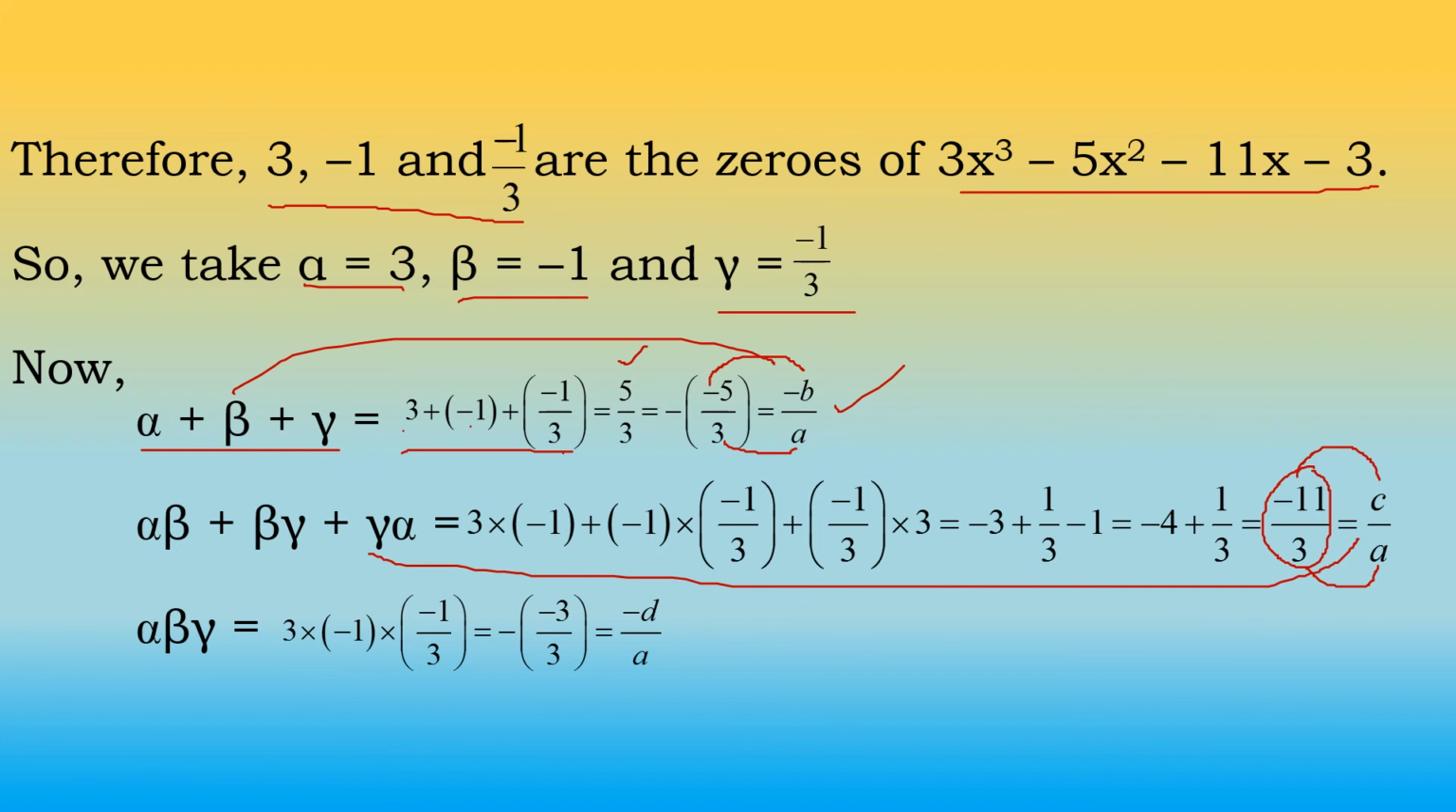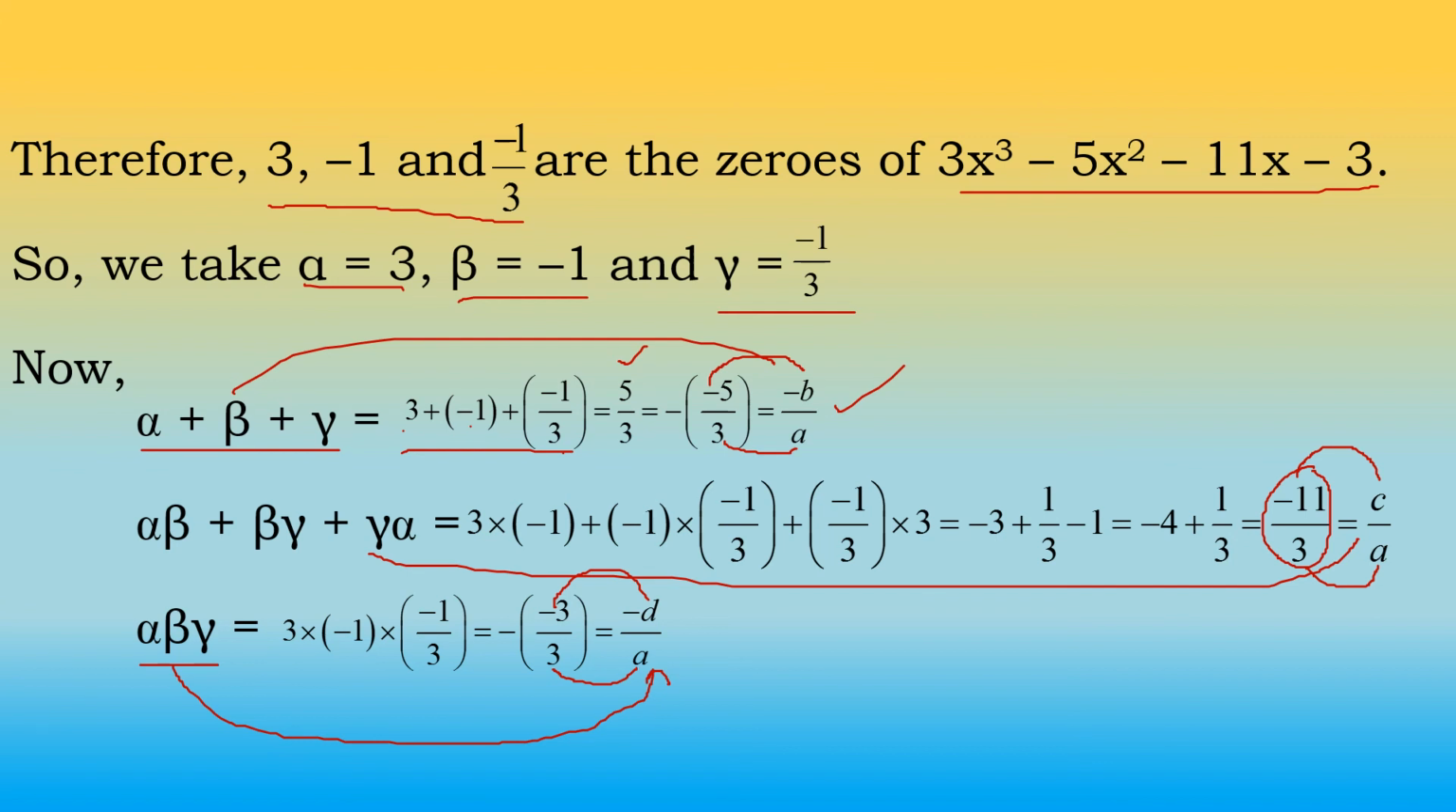And the final relation, product of zeros, alpha into beta into gamma. So 3 into minus 1 into minus 1 by 3, I have minus of minus 3 by 3. As we know, minus 3 is nothing but D and 3 is nothing but A. Finally, we have the relation alpha into beta into gamma is nothing but minus D by A. So these are the three relations we have verified. All the given three values are zeros of the cubic polynomial, and all the relations are also satisfied.